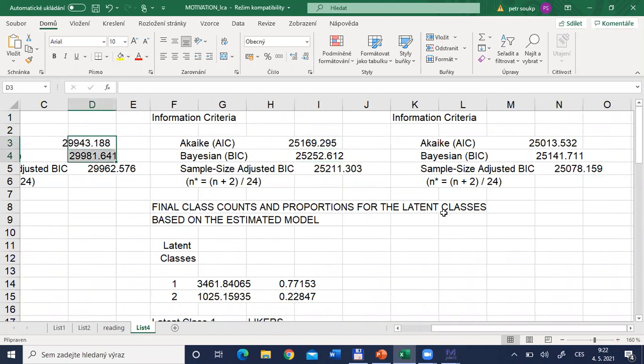So my first question is whether the solution for three classes according to AIC or BIC is better than a solution for two classes. It is better, as these values are once again smaller and the difference is approximately maybe 100 points. So it is still much better. So now we are prepared to read results.